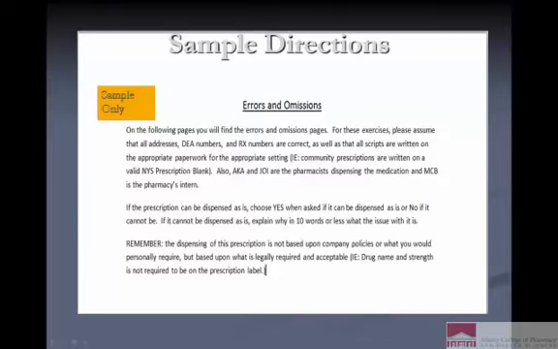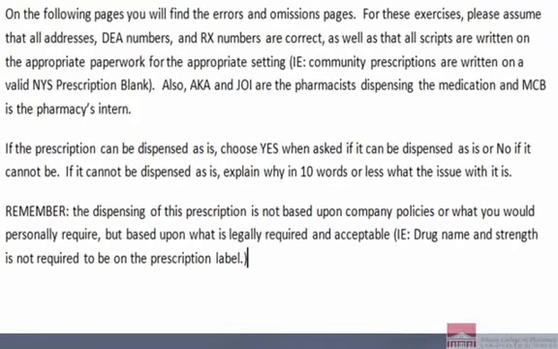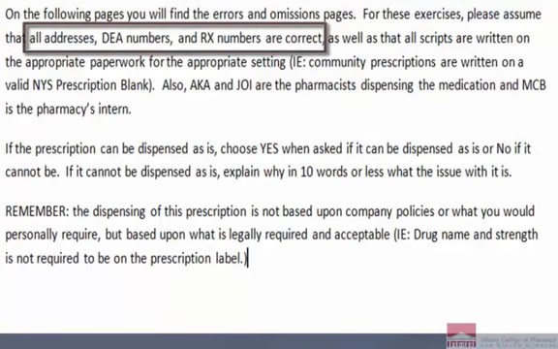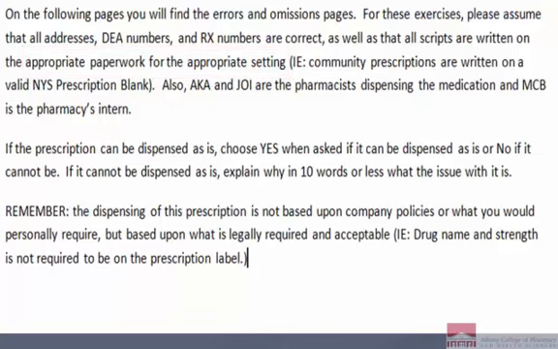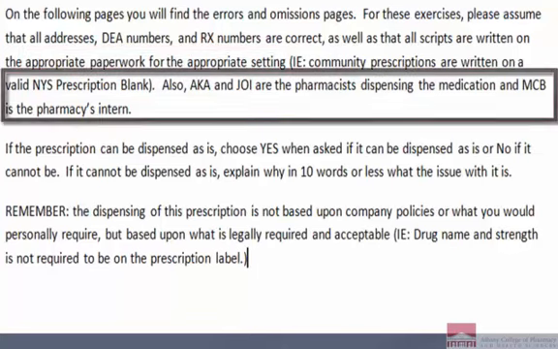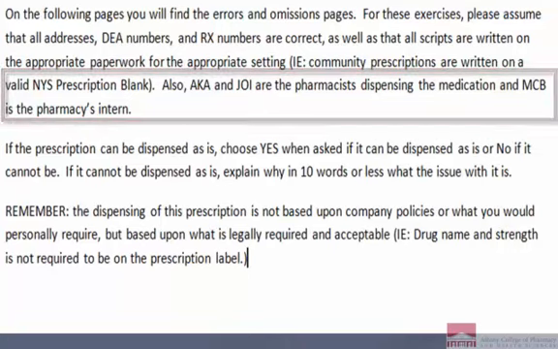This is a sample of what the directions might look like on the exam. On the following pages, you will find the errors and omission pages. For these exercises, please assume that all addresses, DEA numbers, and RX numbers are correct, as well as that all scripts are written on the appropriate paperwork for the appropriate setting. For example, community prescriptions are written on a valid New York State prescription blank. Also, AKA and JOI are the pharmacist dispensing the medication, and MCB is the pharmacy intern.